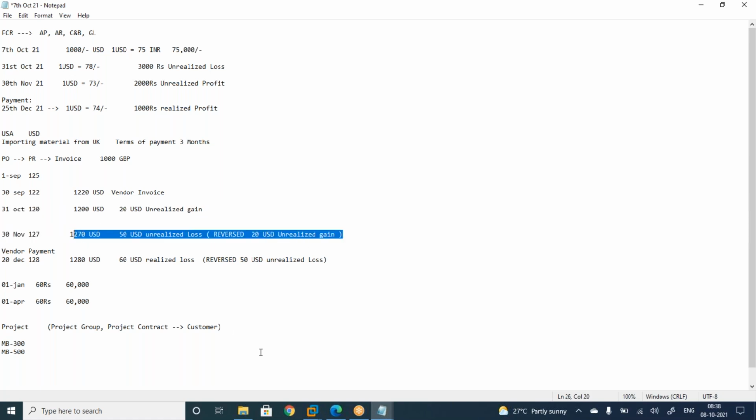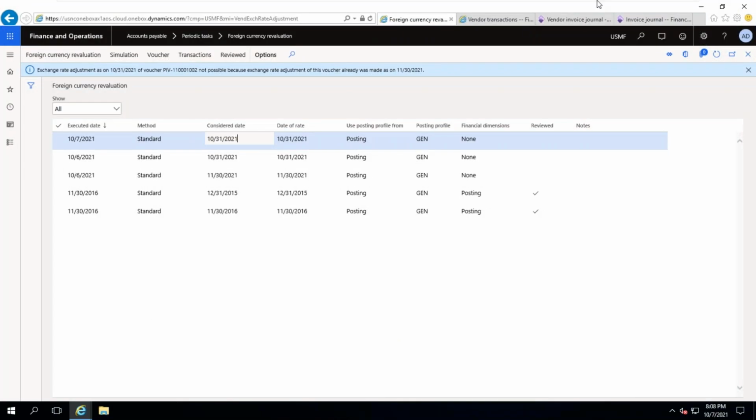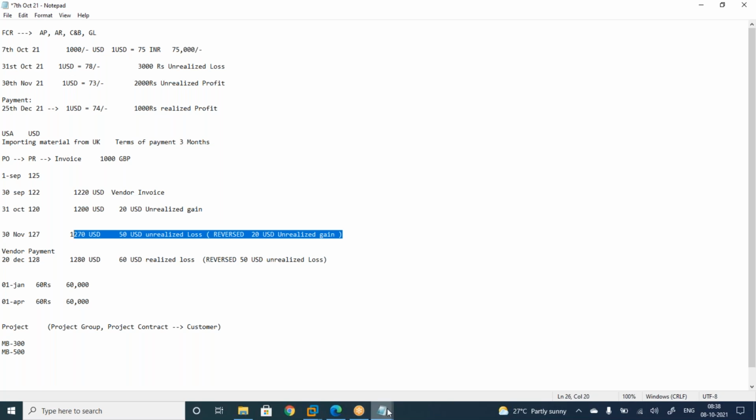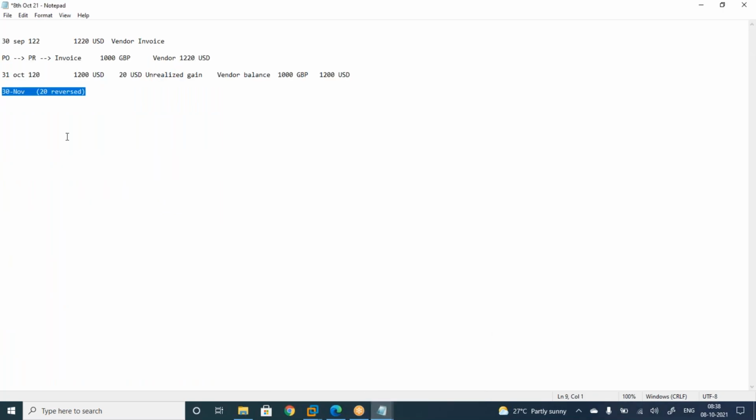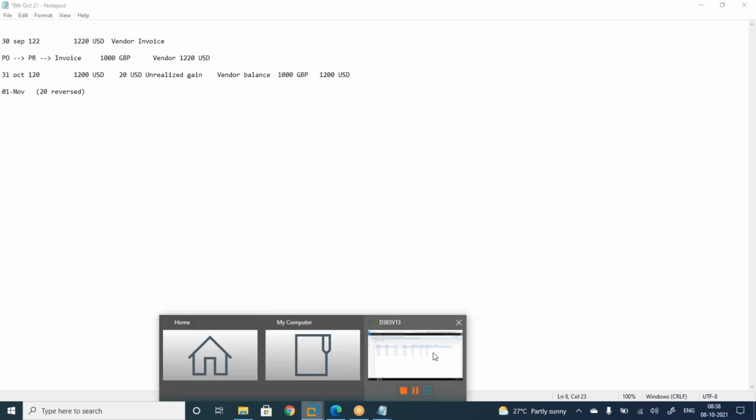Now, if you want to do reversal immediately, then you need to execute this. If you want the reversal function on 1st November to be reversed, then you need to select invoice date.